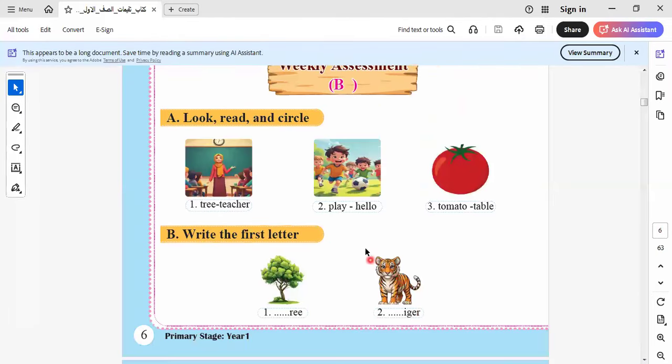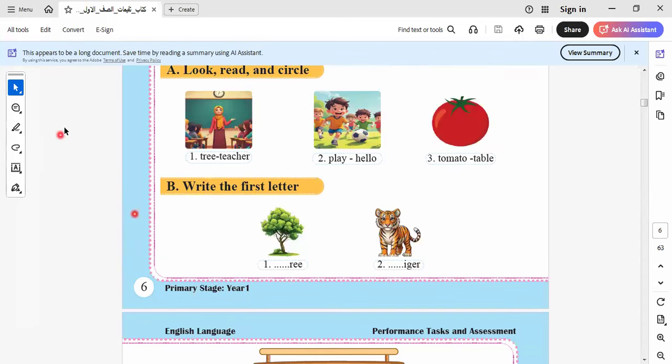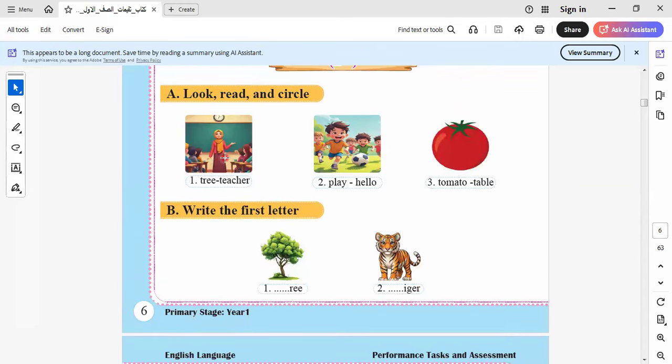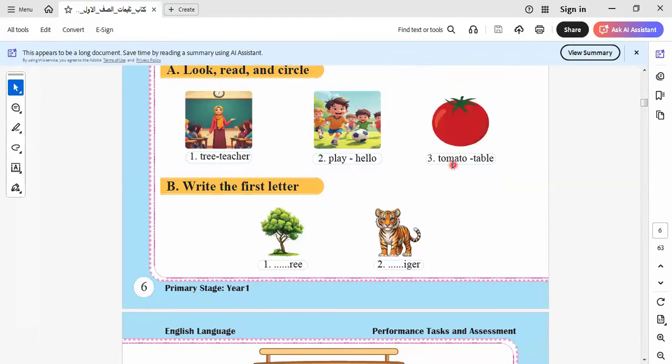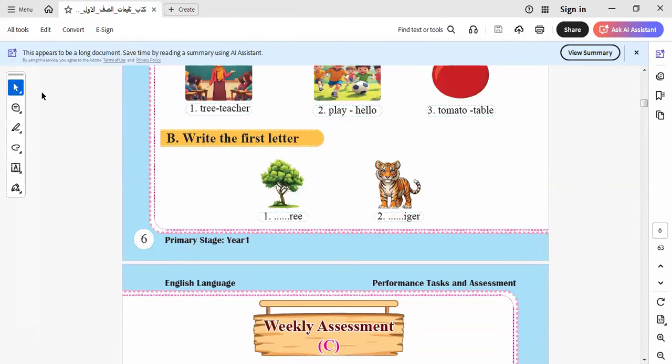Here we have, let's do this exercise together. What is this picture expressing? Teacher. What is this picture? Play. Here are the boys playing. What is this picture? Table. Sorry, not table, it's tomato. Here is tiger. So the missing letter here will be letter T, and here is letter T. So all this part is related to letter T. Let's go to another one.